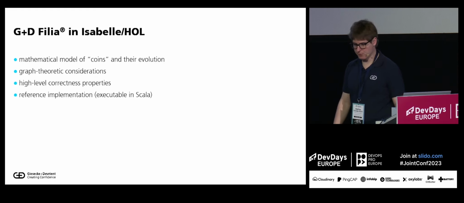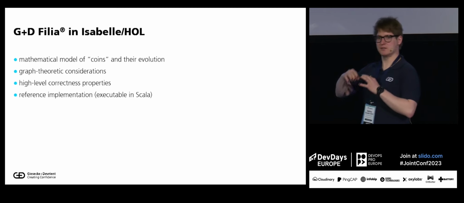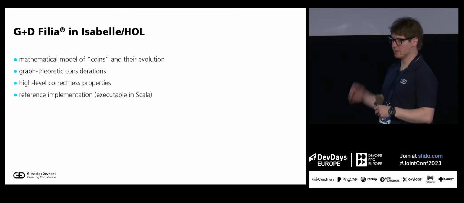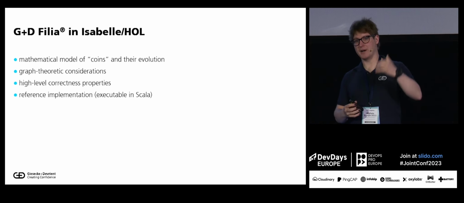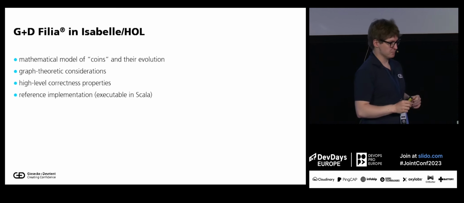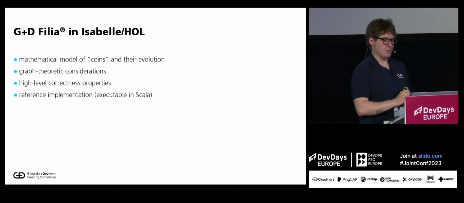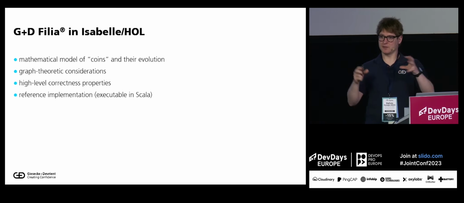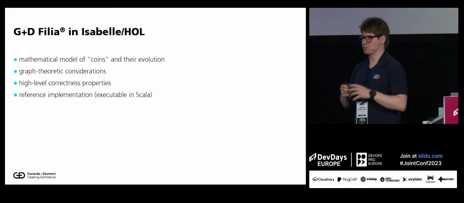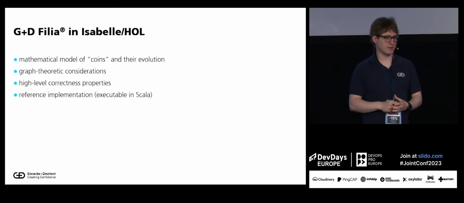Right. So what do we do here? We have formalized some parts of our product in this Isabelle system. The HOL, by the way, stands for higher-order logic, so it's a bit higher than the first-order logic that I mentioned earlier, but it doesn't matter. It's some kind of mathematical theory. And we are modeling those coins that we have that are in circulation and how they evolve. So you can split them or merge them or something like that.